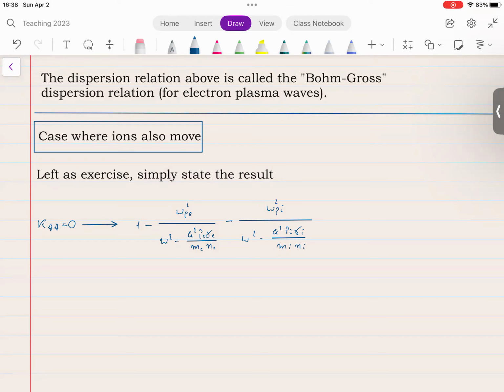Quasi-neutrality will typically make me set the densities of the ions and the electrons to be the same, but that is not a requirement. This is valid regardless. In fact, even with quasi-neutrality the ions may not be single charged, and then the density of the ions would be the density of the electrons divided by the charge of the ions. At any rate, I may have a Z appearing in there. And this is equal to 0.